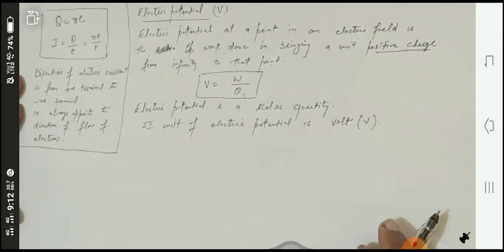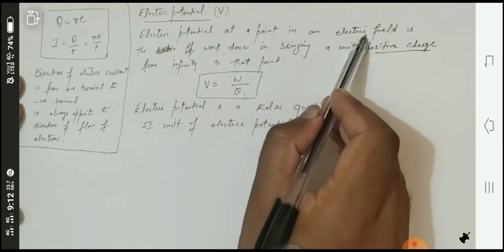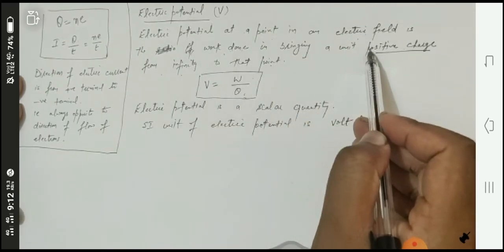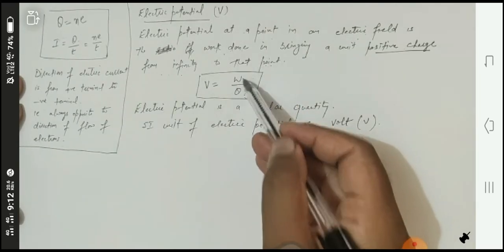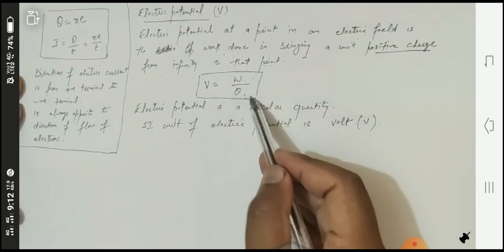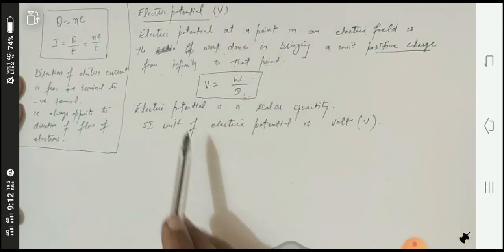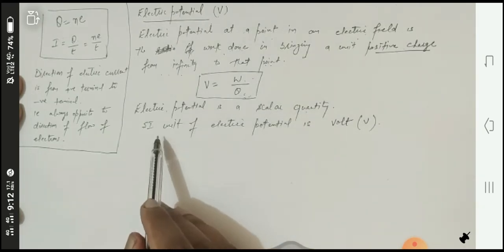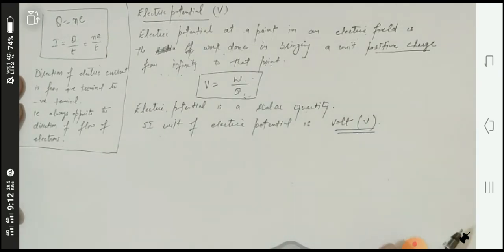Clear? So I'm repeating again. Electric potential at a point in an electric field is the work done in bringing a unit positive charge from infinity to that point. Work done upon charge, the ratio of work done to the charge, from infinity to that point. Electric potential is a scalar quantity, meaning it does not depend upon the direction. Third, the SI unit of electric potential is volt, denoted by the symbol capital V.